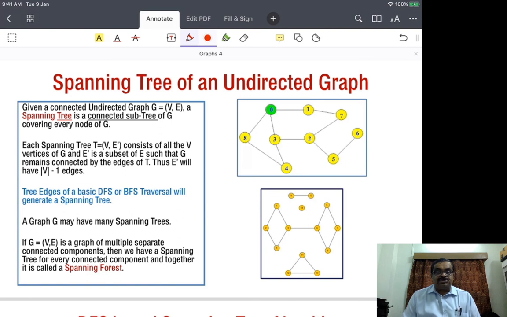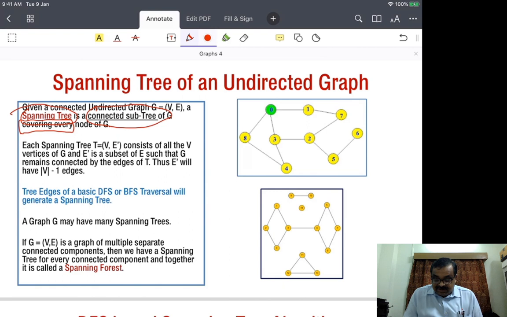Given a graph, let us assume that this graph is connected. That means there is a path from every vertex to every other vertex through the edges. A spanning tree of the graph G consisting of nodes V and edges E is a subgraph of G which contains all the nodes of G, but it also is a tree and it is connected. So there are these three properties. A spanning tree is a connected subtree of G covering every node. That means that every node in G is covered by a spanning tree.